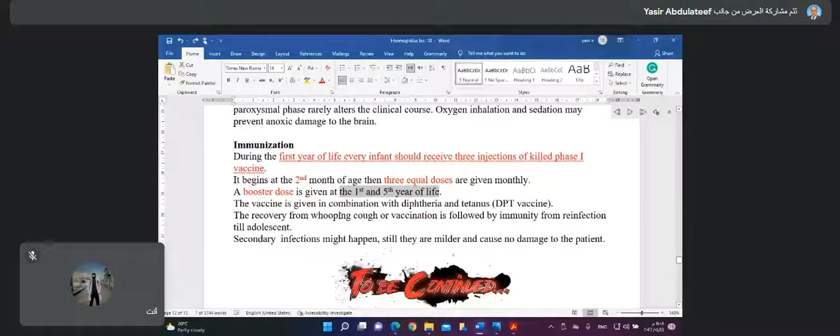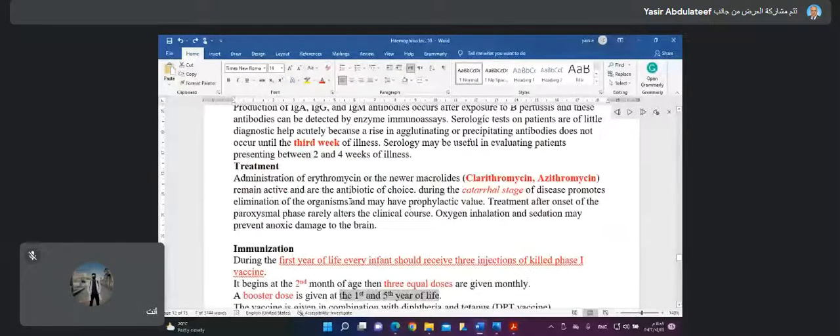بس الازيثرومايسين الحلو به انه هو سنجل دوز، فيعني اعتبرناه شوي أحسن واحد من الماكروليدز. إلى حد ما شفنا احنا antimicrobial resistance لهاي البكتيريا.